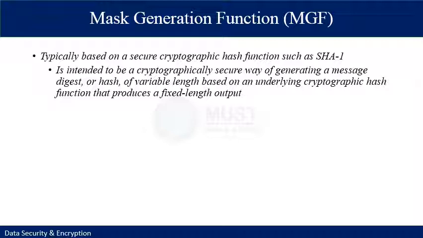The MGF used in the current specification of RSA-PSS is MGF1. It has a number of parameters, such as a hash function with an output of h length octets, an input x of octet strings to be masked, and the mask length. The output is a mask generated of length mask length.